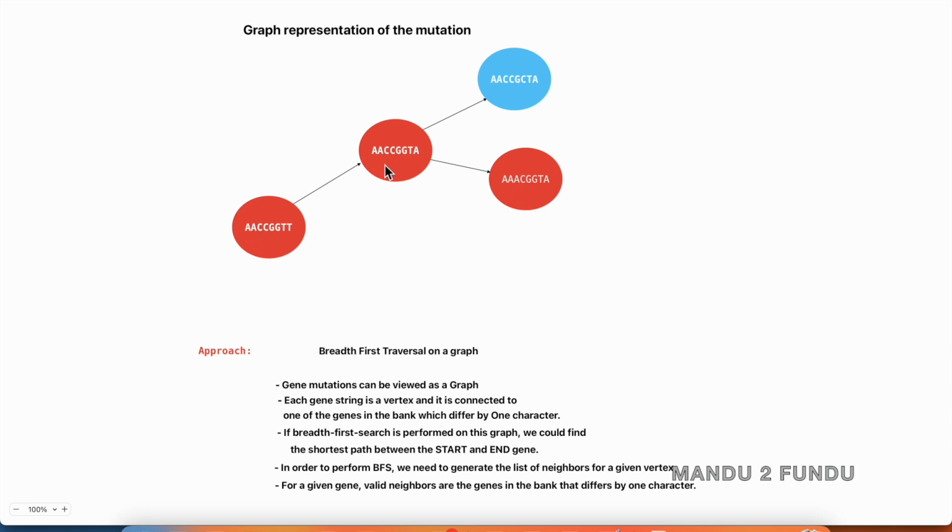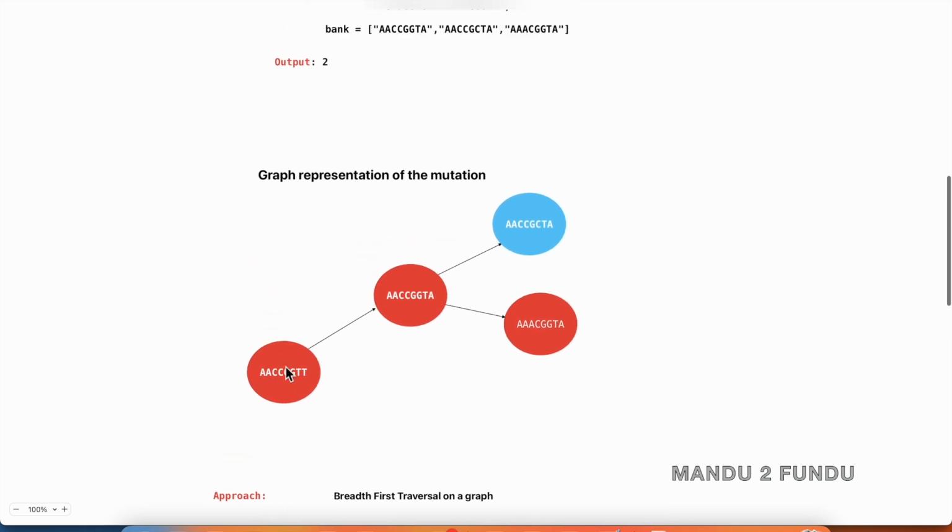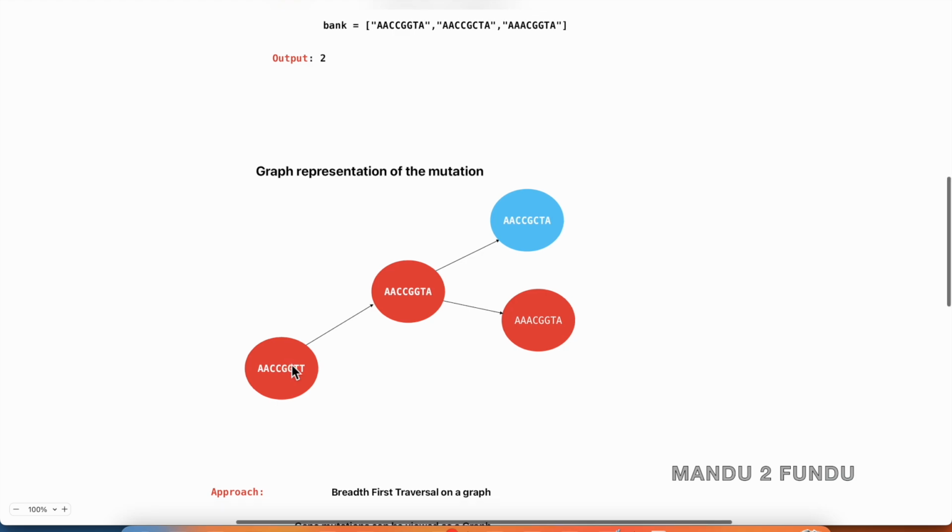In order to perform the BFS, we need to get the list of neighbors for a given vertex. So every time we visit a node, we traverse this bank and find all the strings which differ by only one character from the current vertex.